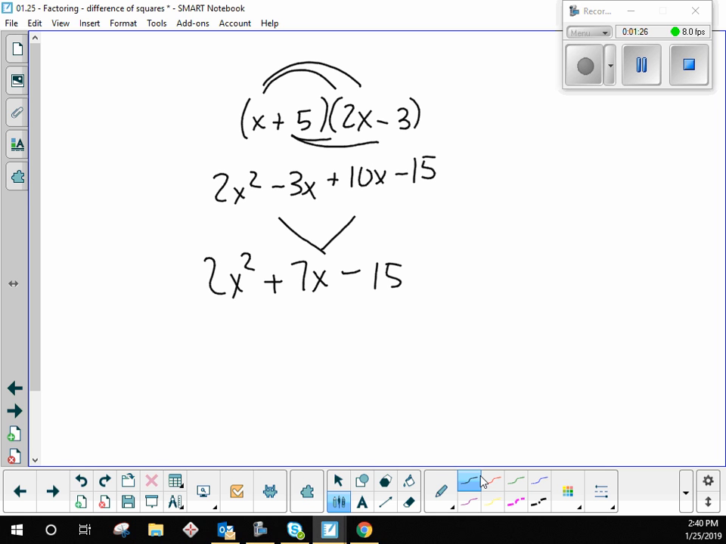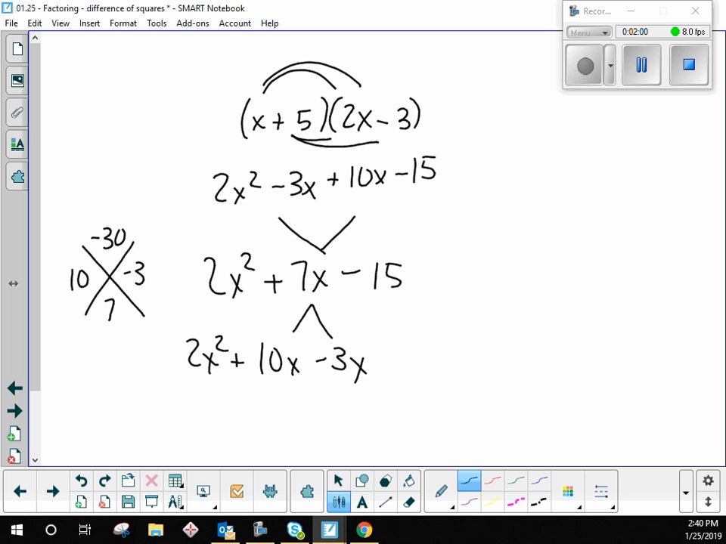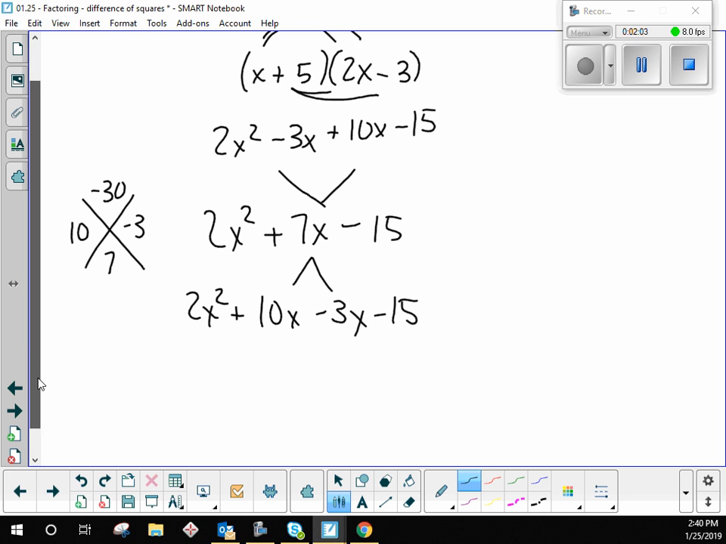So when I'm saying what multiplies to 2 times negative 15 and adds to 7, you would say 10 and negative 3. Where do you see 10 and negative 3 already? Right here. You see that? So when I'm asking you to do the times AC and what adds to B, it's just going backwards. And so then I would rewrite 7x as 10x minus 3x, bring down that 2x squared, bring down that negative 15, and then I would do factor by grouping.